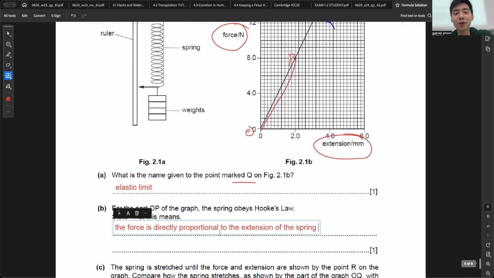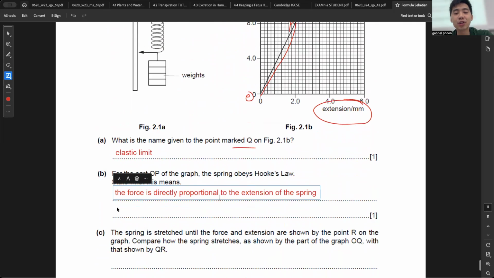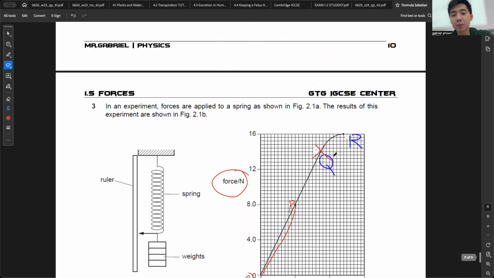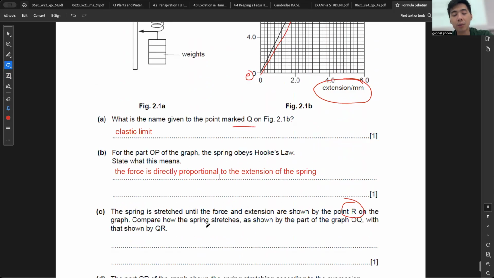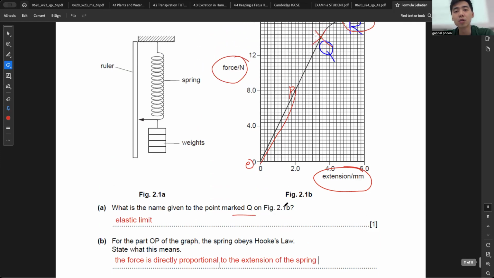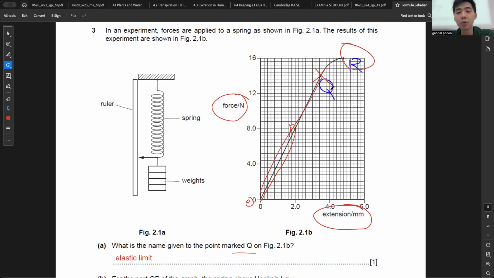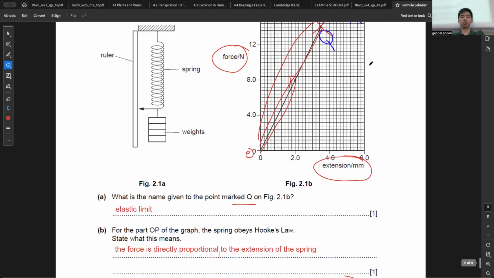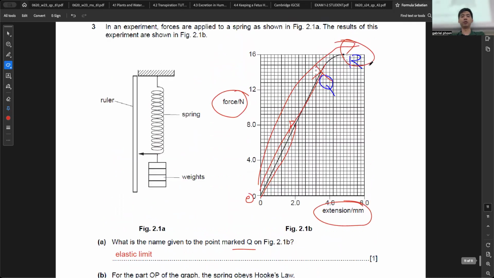But moving on to the next question. The spring is stretched until the force and extension are shown by point R. This part is point R, which doesn't obey already. Compare how the spring stretches as shown by part OQ with that shown by QR. From here to here versus here to here, how is the stretching going to be like? Oh, it is Q to R, sorry.